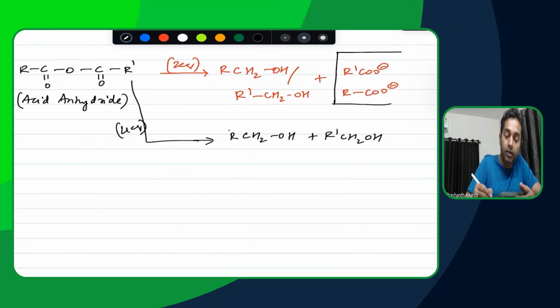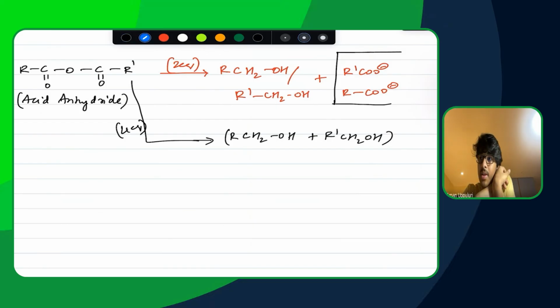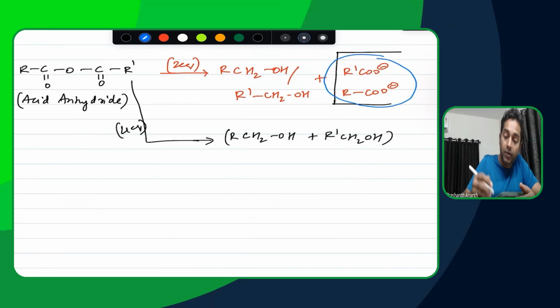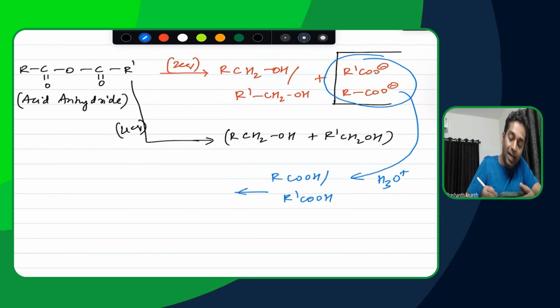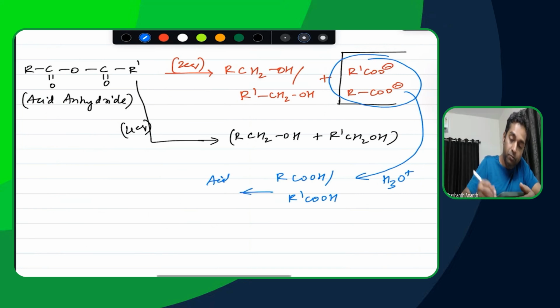How it will happen is not particularly clear. Why is there a problem? Mainly because RCO minus, when you perform hydrolysis, will end up becoming RCOOH or R'COOH, which will not be reactive and only does an acid-base reaction with LiAlH4, which is basically the backward direction.